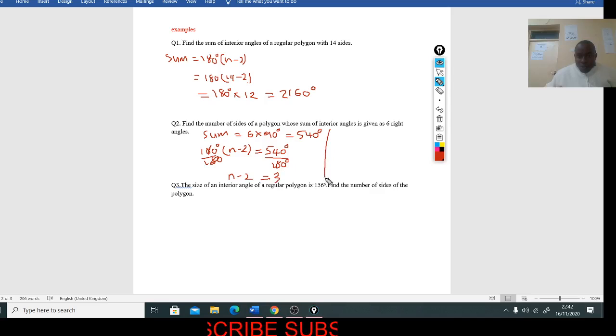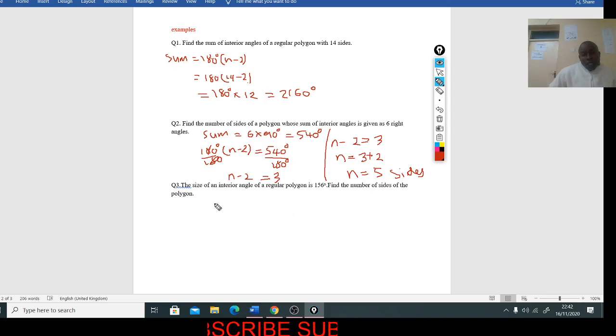So that means n minus 2 equals 3. I can take 2 to the other side, and it changes the sign. So n equals 3 plus 2, which is 5 sides. Five sides. So those are the number of sides.